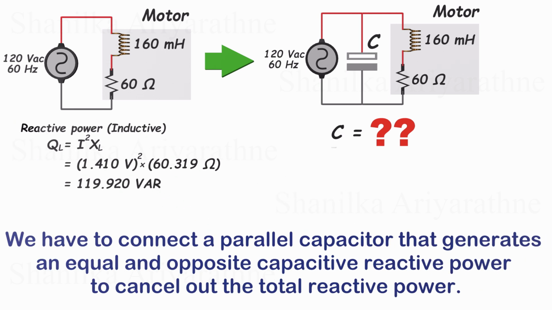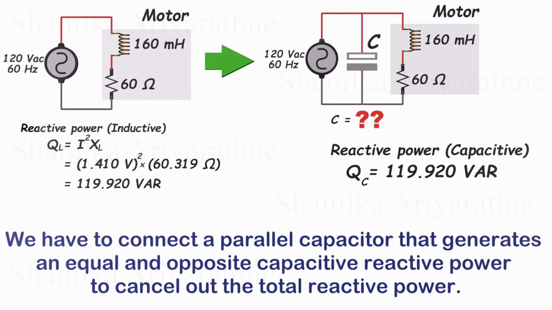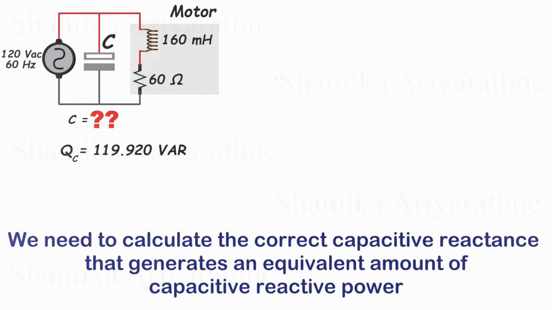Now, we have to connect a parallel capacitor that generates an equal and opposite capacitive reactive power to cancel out the total reactive power. So the capacitive reactive power should also be 119.92 VAR. Now, we need to calculate the correct capacitive reactance to produce an equivalent amount of capacitive reactive power in this circuit. It's important to note that adding a capacitor will alter the current. Therefore, we can't employ the same current value to calculate the capacitive reactive power.